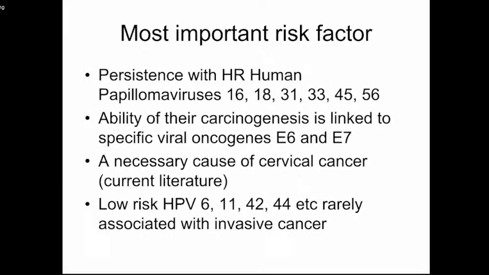The most important risk factor, of course, is persistent infection with high-risk HPV types, particularly type 16, 18 being the most important, then 31, 33, 45, and 56. Those are the 6 most important, with 16 and 18 being the very top of the list. This is linked to the ability of carcinogenesis, and specifically to viral oncogenes E6 and E7.